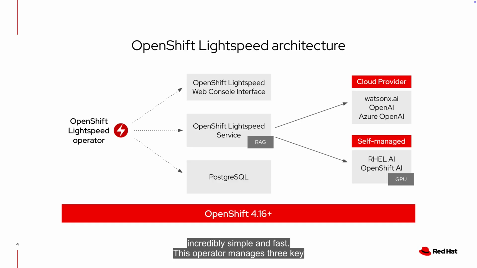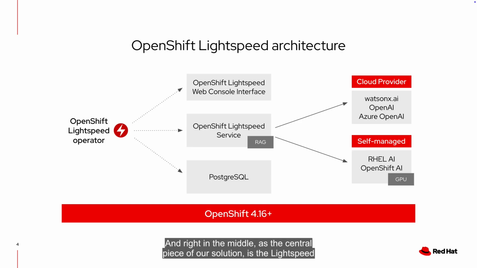This operator manages three key components on your cluster. First, the chat interface, which is the user-facing part. That's the plugin that integrates directly into the OpenShift web console and the entry point for every conversation. At the bottom, you can find the PostgreSQL database. This is used as a temporary cache for conversations, which helps improve the quality of follow-up questions.